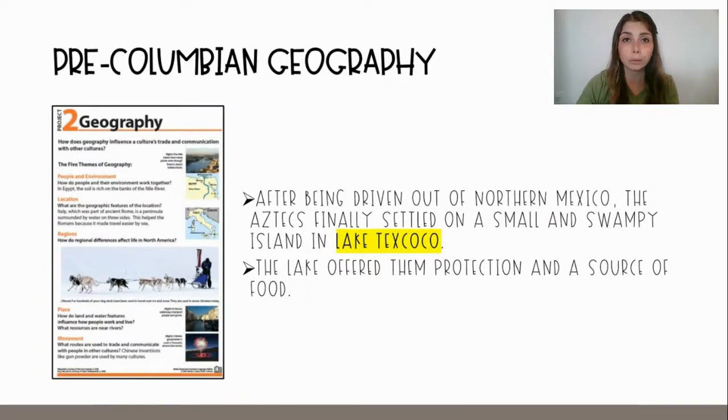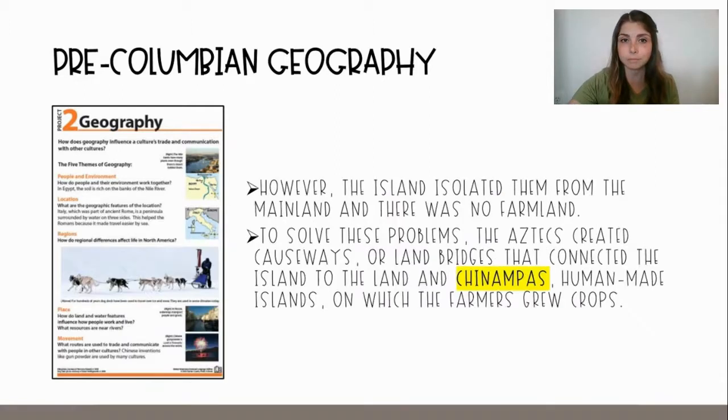So let's take a look at a recap of geography of the pre-Columbian civilizations. How does the geography influence a culture's trade and communication with other cultures? After being driven out of northern Mexico, the Aztecs finally settled on a small and swampy island in Lake Texcoco. The lake offered them protection and a source of food. However, the island isolated them from the mainland, and there was no farmland. In order to solve this problem, the Aztecs created causeways, or land bridges, that connected the island to the land, and chinampas, or human-made islands, on which the farmers grew their crops.